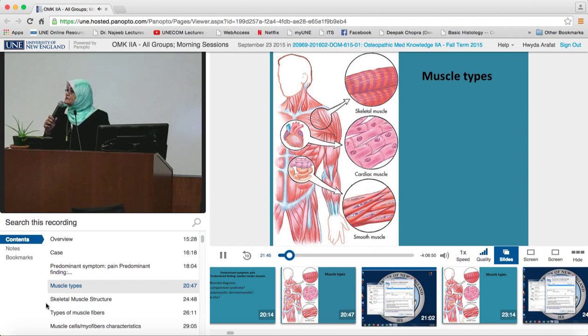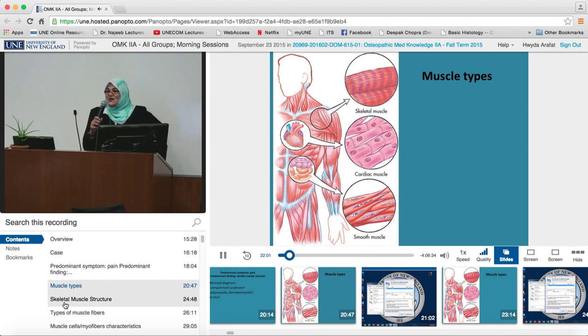How about smooth muscle? Where are the nuclei located? Those are also in the periphery. No, they are central. Yep. Okay.